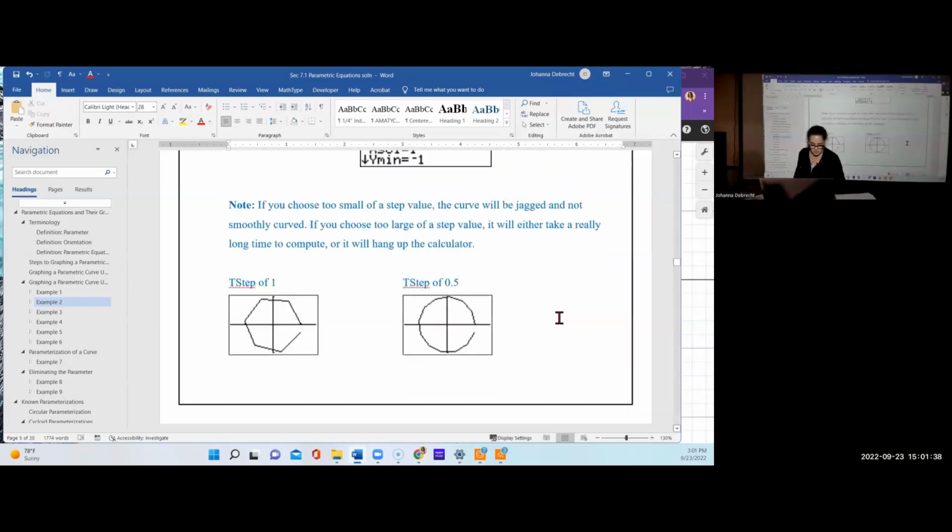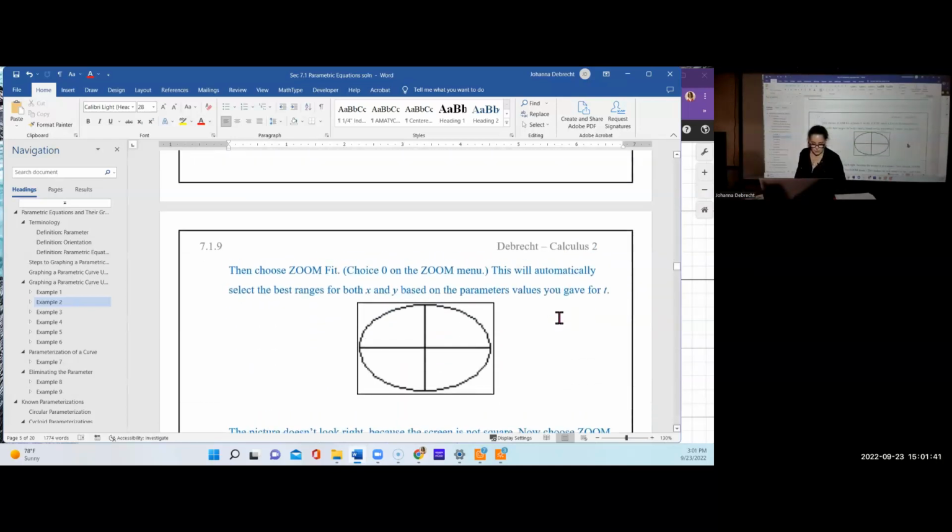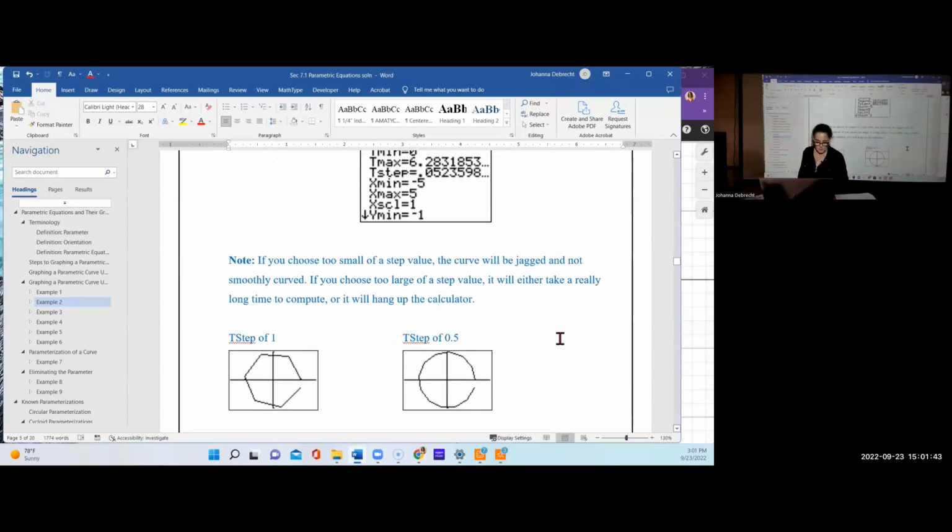So when I look at zoom fit, I should talk about this first. What I was saying earlier about the t-step, if you do a t-step of 1, it produces a jagged curve, it's not small enough, right? You're not getting enough points to graph a smooth curve. And then a graph of t-step of 0.5 gives you a much smoother curve. The one that we have, which is 0.05, is going to give an even smoother curve. So when you choose a value of t-step that's too large, you get a sort of connect the dots picture.